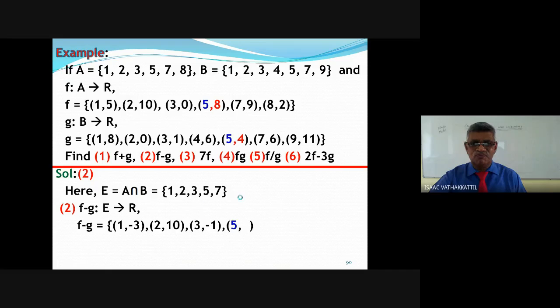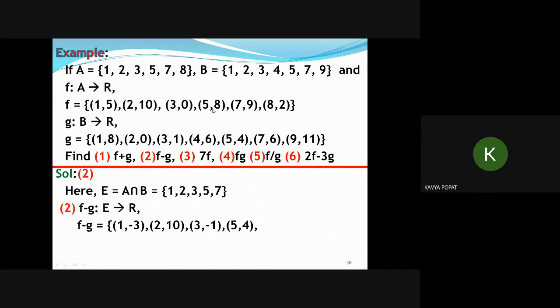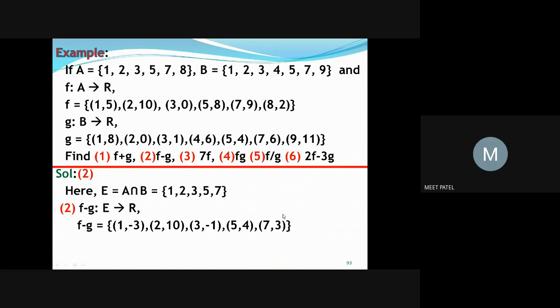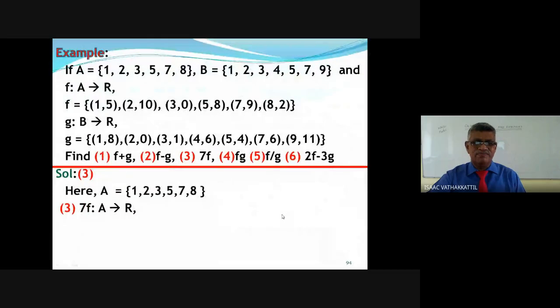8 minus 4, 4. Okay, 4. Next is 7. F of 7, 9 minus 6, 3. Correct. Next is 7f.